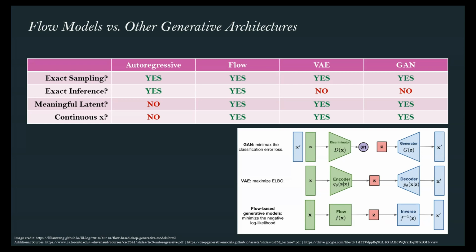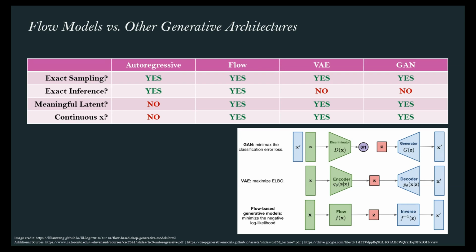What I mean by exact inference is if I was to take a single X example and push it through this architecture, is there a way I can get a probability on the other side? So can I get P of X out of this thing? For the autoregressive models, we saw that yes, that's perfectly possible, just by design. That's how we've set it up. And for flow models, we can do this as well. VAEs and GANs, that's not really as straightforward, right?